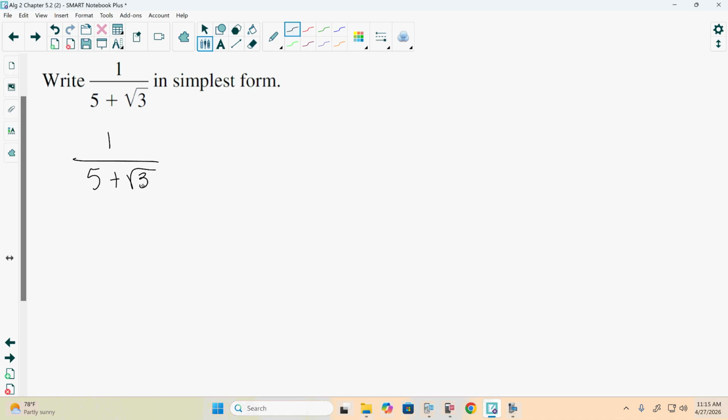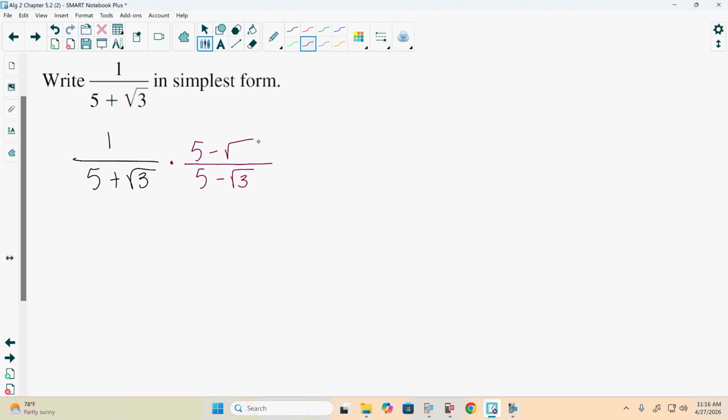One over 5 plus the square root of 3. The issue with this here is that we have a radical on bottom. Not so much we're adding radicals together. We cannot have a radical on the bottom of a fraction. Now, what we're going to do is something that might seem a little odd, because we are going to multiply by 1.